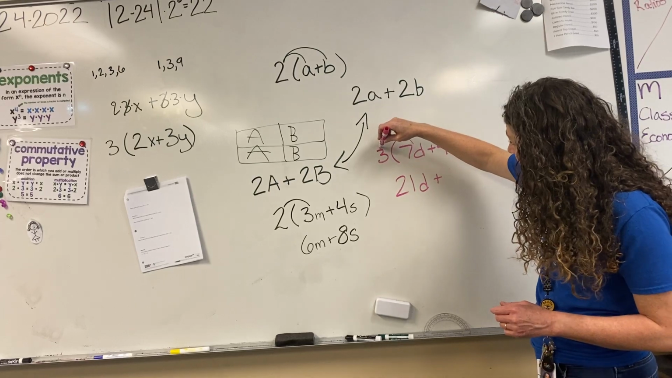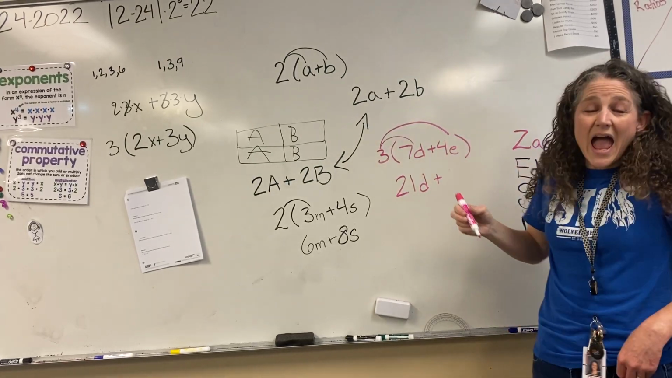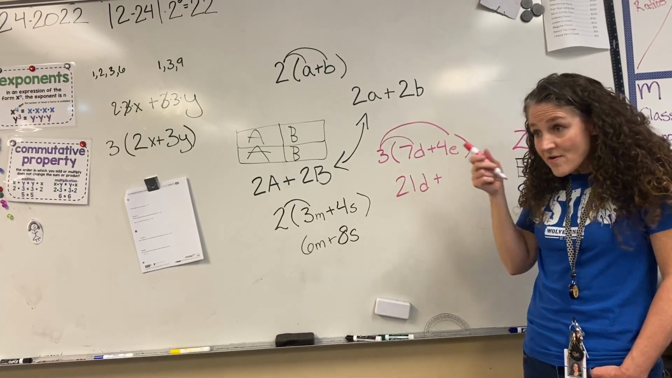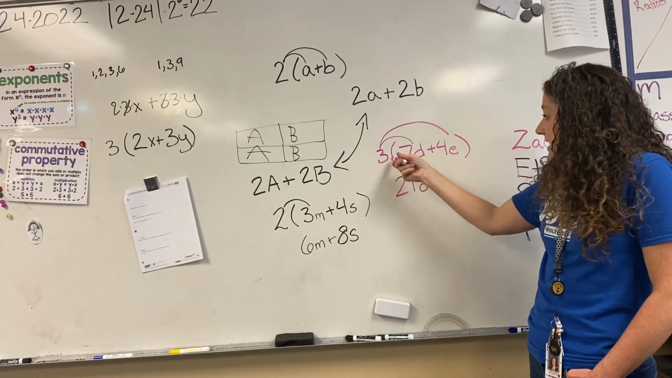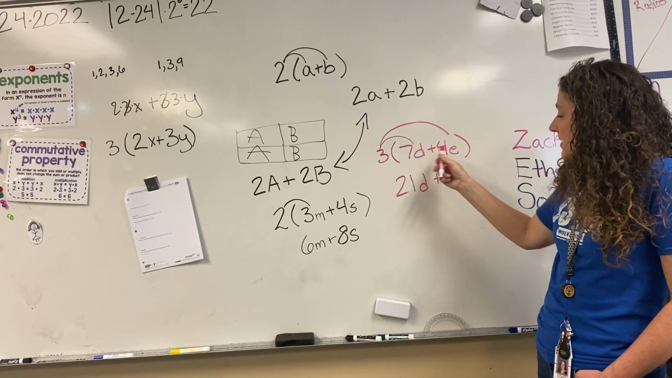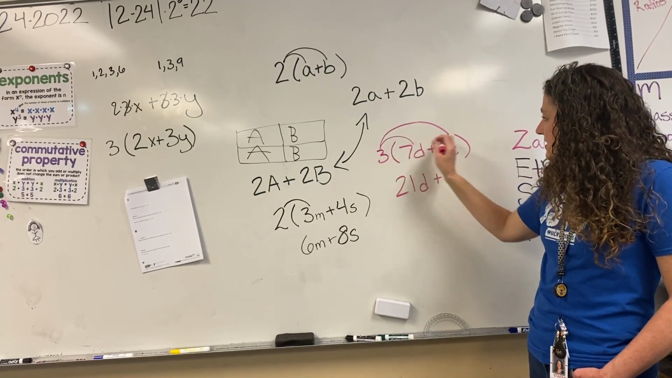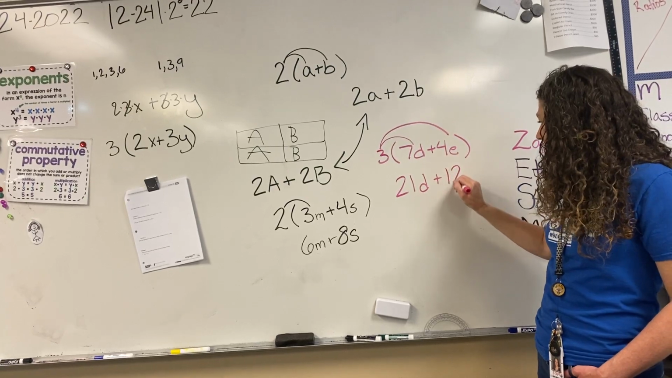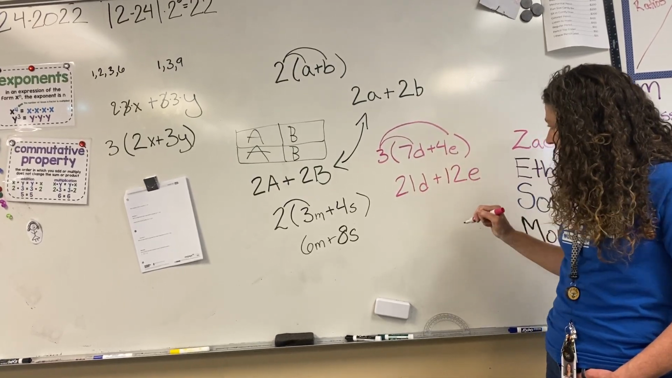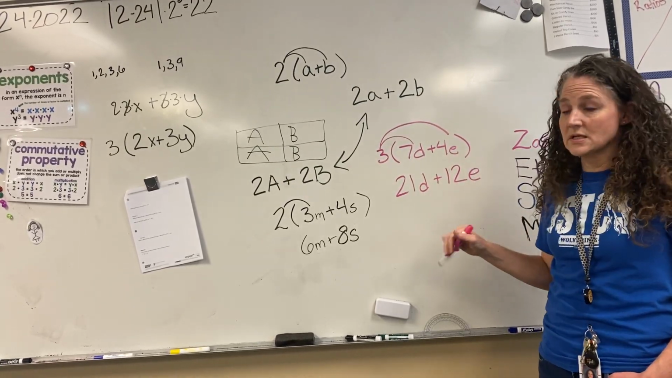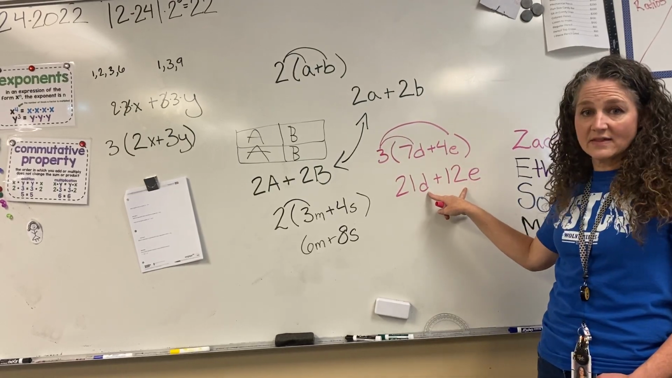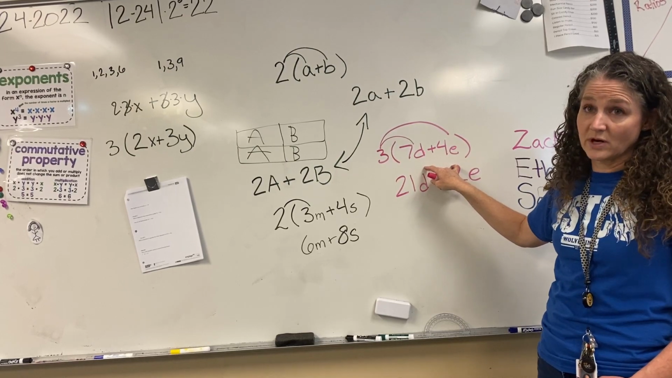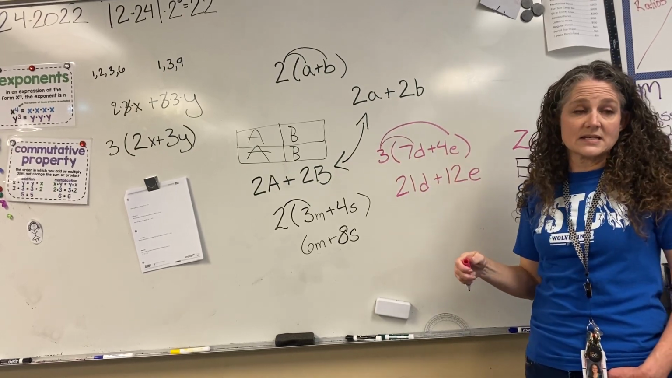Plus, now I need to multiply the 3 by this one. Everybody gets a piece of that 3, okay? The parentheses mean that everybody shares the 3. So what's 3 times 4E? 12E. Am I done? Can I add these two together? If I could add them together, I should have added them before I multiplied. But I can't. Can I add D's and E's?